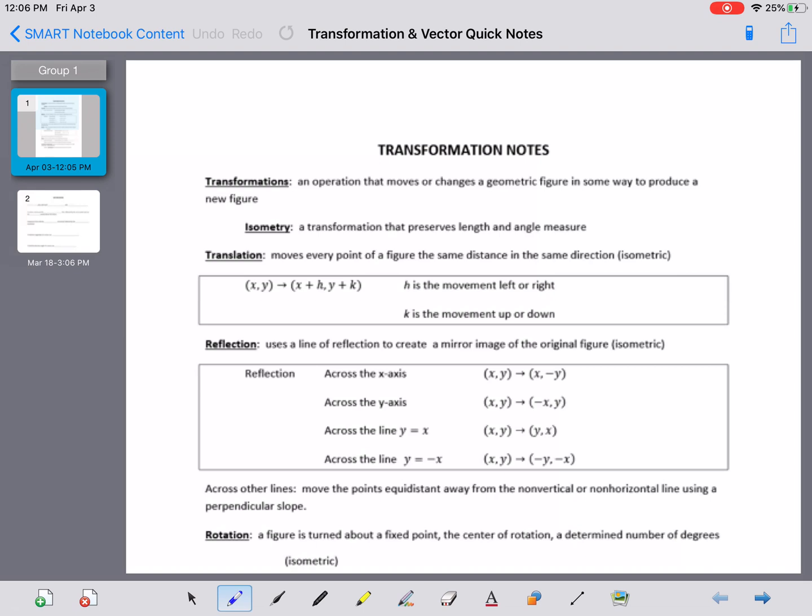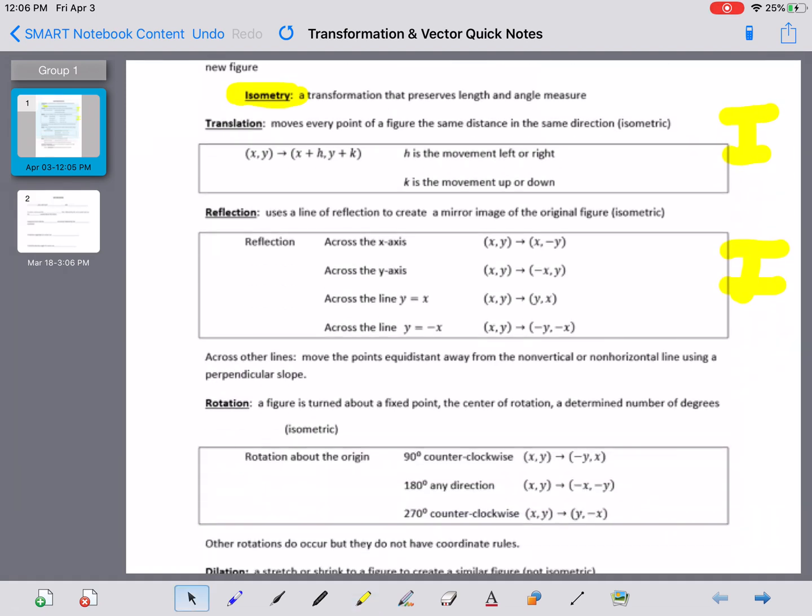Remember that an isometry is when a transformation preserves length and angle measure. A translation is isometric, a reflection is isometric, and a rotation is also isometric. So those three never change the shape. And when we do any type of assessment with these, I will give you these coordinate notation notes. So you don't have to have them memorized, you just need to know how to use those.